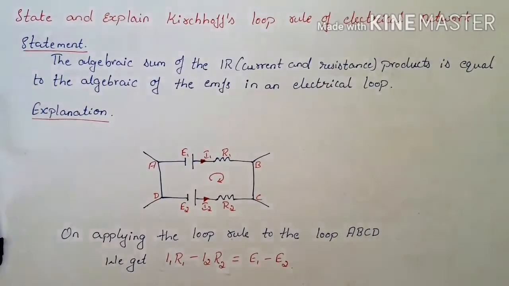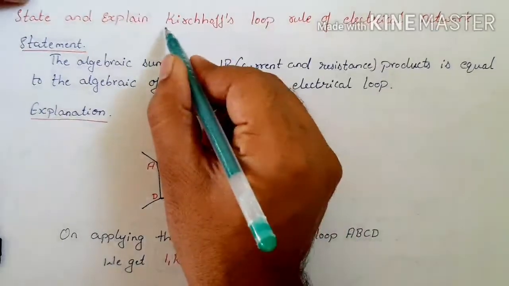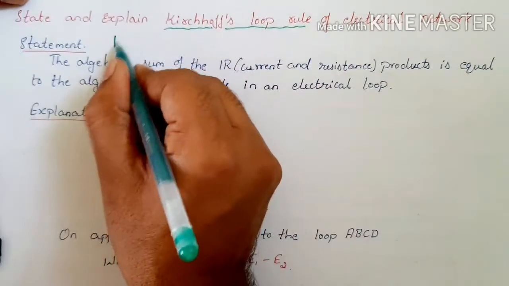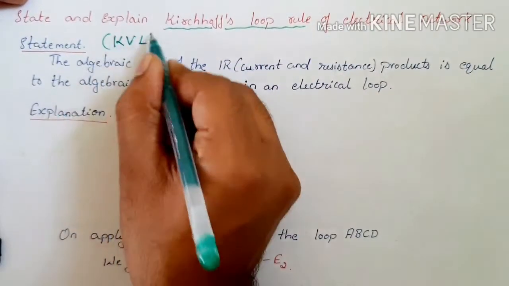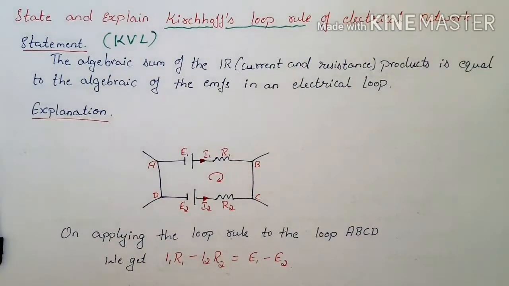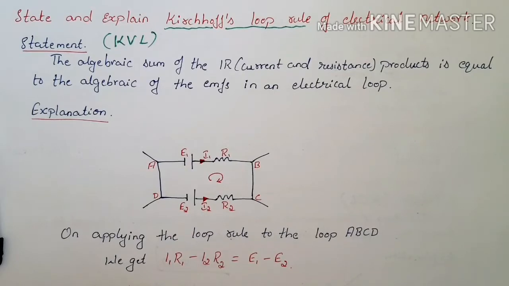The next rule is Kirchhoff's loop rule, or we also call it KVL, Kirchhoff's voltage law. If you get a question in an exam that says state Kirchhoff's laws of an electrical network, you have to answer these two: Kirchhoff's current law as well as Kirchhoff's voltage law. These two laws you have to write. This is a very important law.